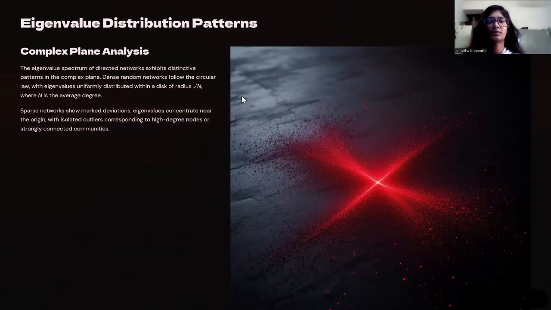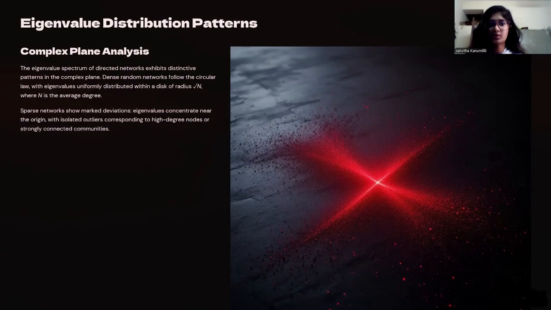Eigenvalue distribution patterns. In eigenvalue distribution patterns, there is something called complex plane analysis. The eigenvalue spectrum of directed networks exhibits characteristic patterns in the complex plane. Dense random networks follow the circular law, with eigenvalues uniformly distributed within a disk of radius root n, where n is the average degree.